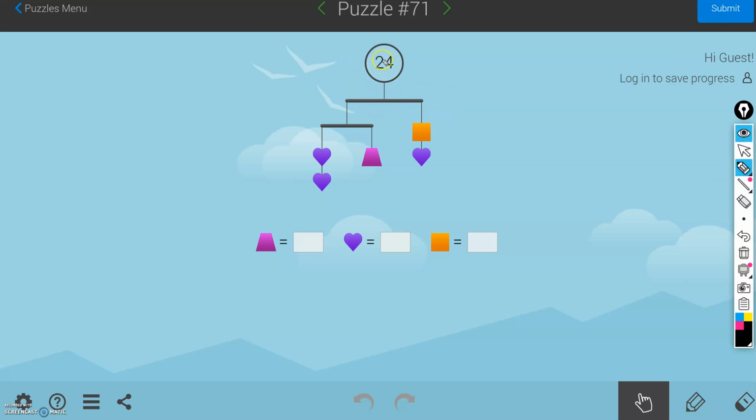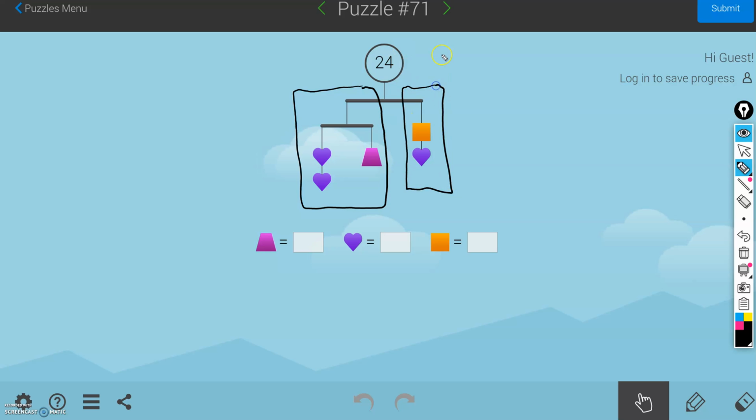What I do know though is that since my mobile is even here, that this whole side has to be half of 24, and then the right side also has to be equal to half of 24. Half of 24 is 24 divided by 2, which equals 12. So I know that this whole side equals 12, and this whole side also equals 12.